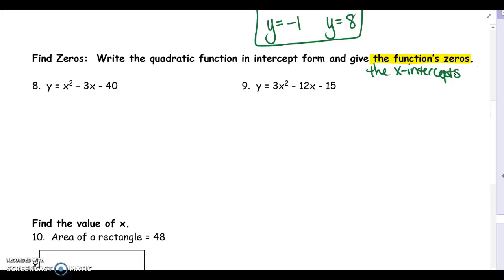So y equals x squared minus 3x minus 40, we need to factor this. So we would look for a pair of numbers whose product is negative 40 and whose sum is negative 3. What pair of numbers will do that? 1 times 40, 2 times 20, 4 times 10, 5 times 8. Negative 5 and positive 8. You're right. It would be positive 5 and negative 8.